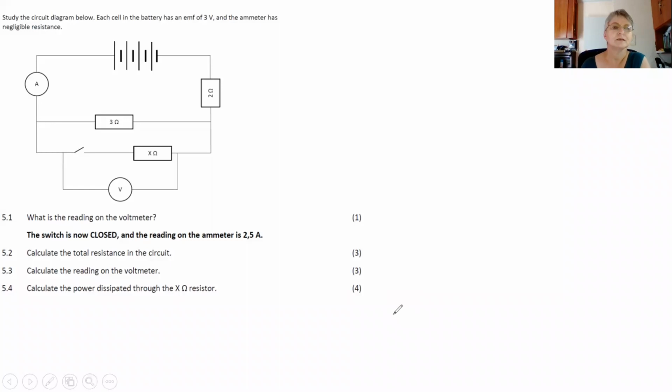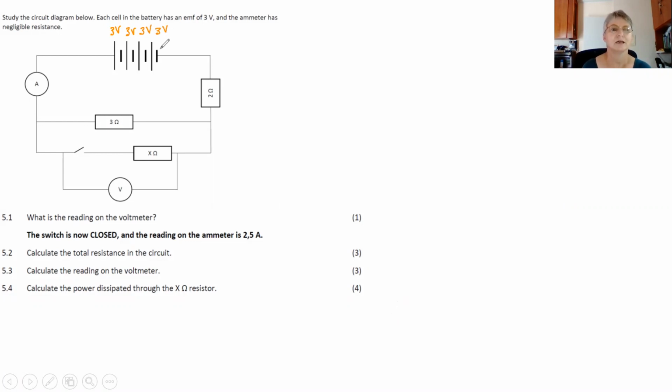So they say, study the circuit diagram below. Each cell in the battery has an EMF of 3 volts. So this one cell has an EMF of 3 volts. That one's EMF is 3 volts. This one's EMF is 3 volts. And the fourth one's EMF is 3 volts.